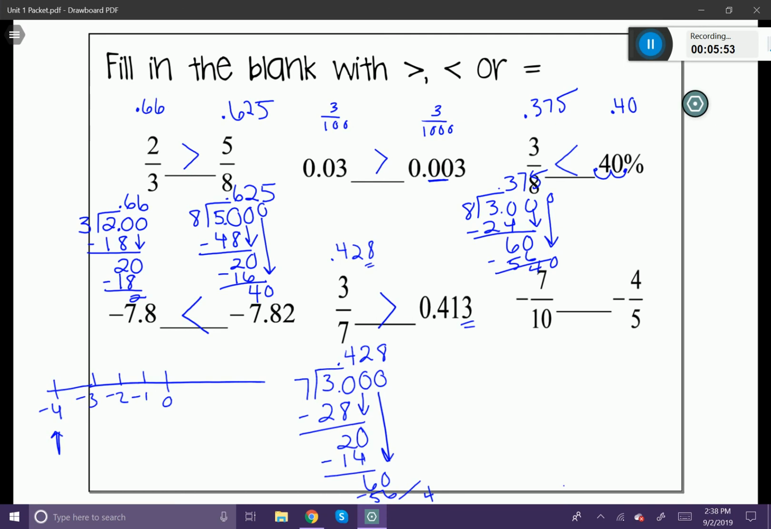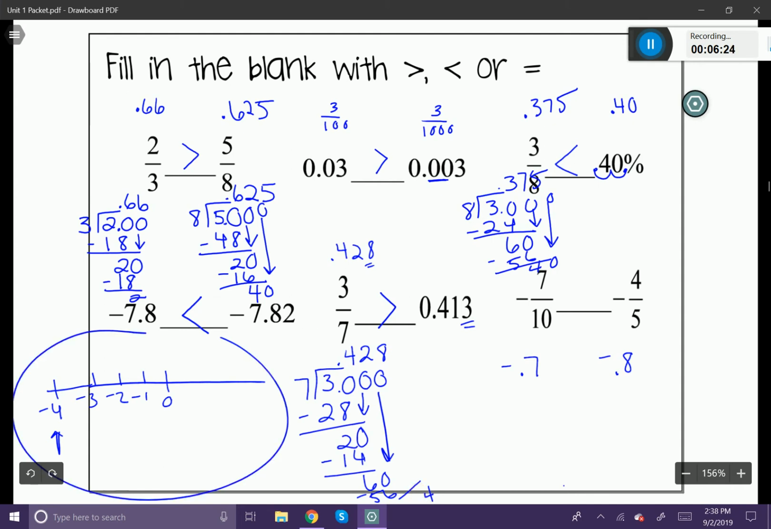All right, the last one here, -7/10 and -4/5. So you might know 7/10 is just going to look like this, 0.7. And of course, it's going to have a negative next to it. And then here, -4/5. You might know that one off the top of your head as well. That's going to be 0.8 and it has a negative in front. You could also do the long division for these two as well. Now, if we ask ourselves which one is going to be larger, you have to be thinking about the number line like back in this problem. So -0.7 is going to be larger than -0.8, which is going to be smaller.